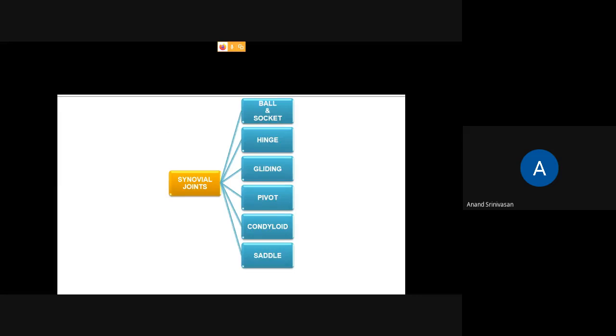Now, the synovial joints can be classified into many types. They can be classified into ball and socket, hinge, gliding, pivot, condyloid, and saddle joints. Just like you have seen examples for the sutural joint, and for the cartilaginous joint, like gomphosis, you need to know what each joint is and what the examples are.